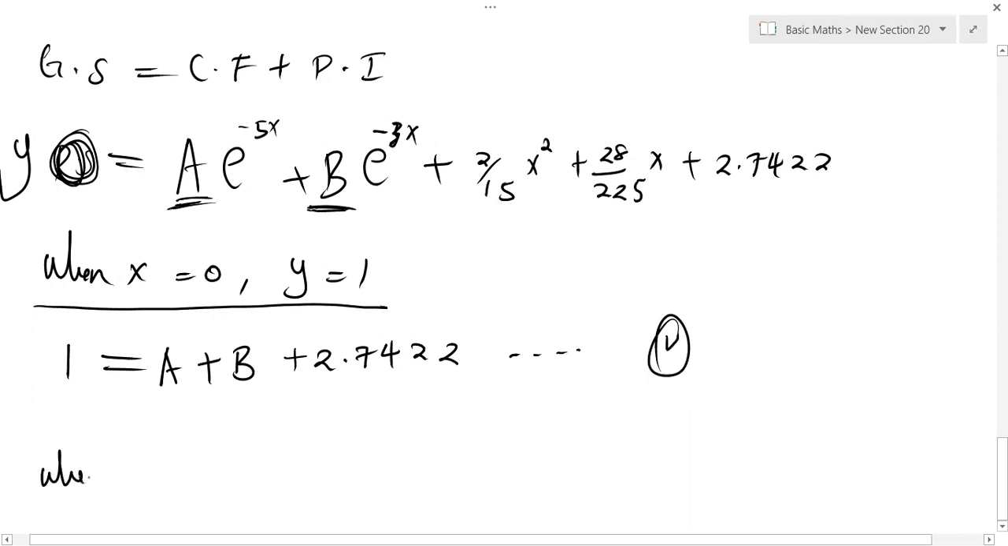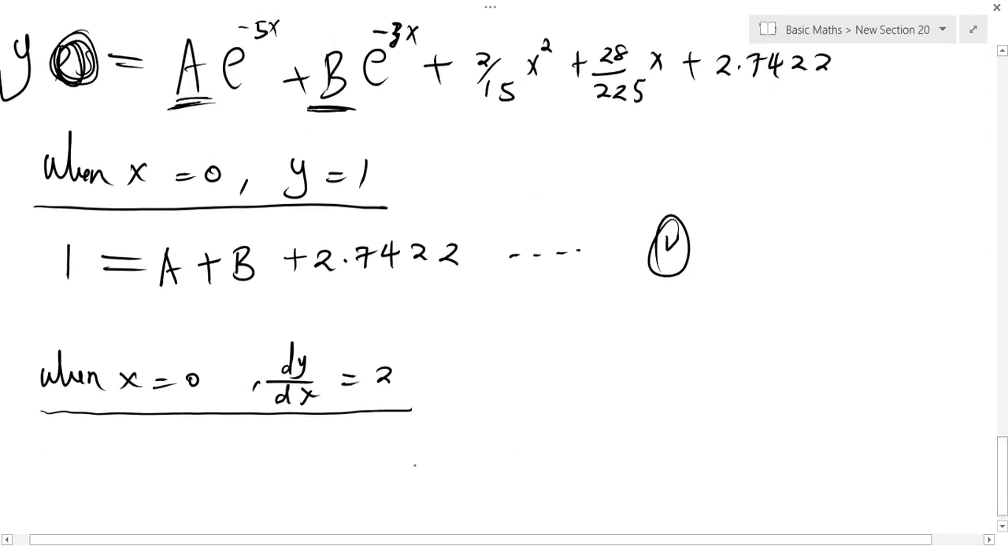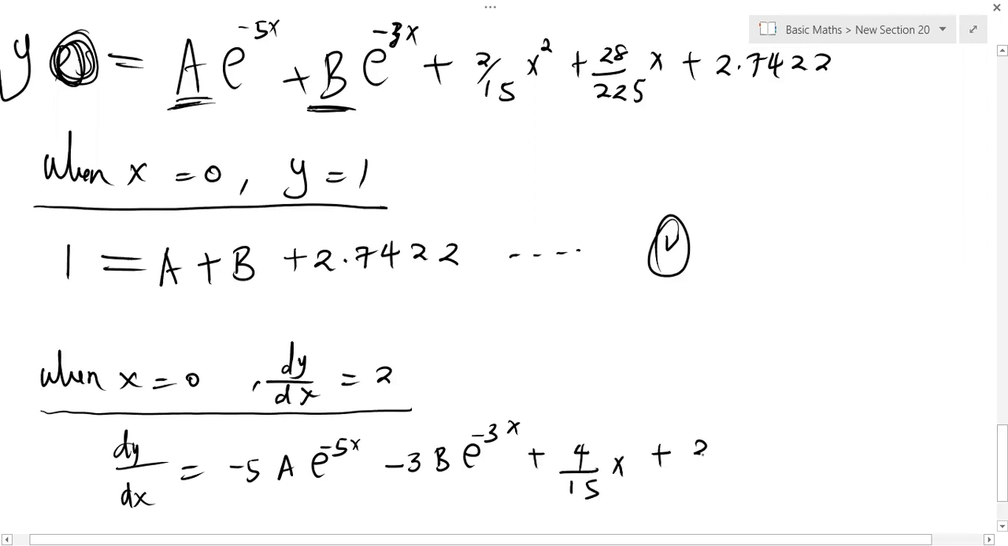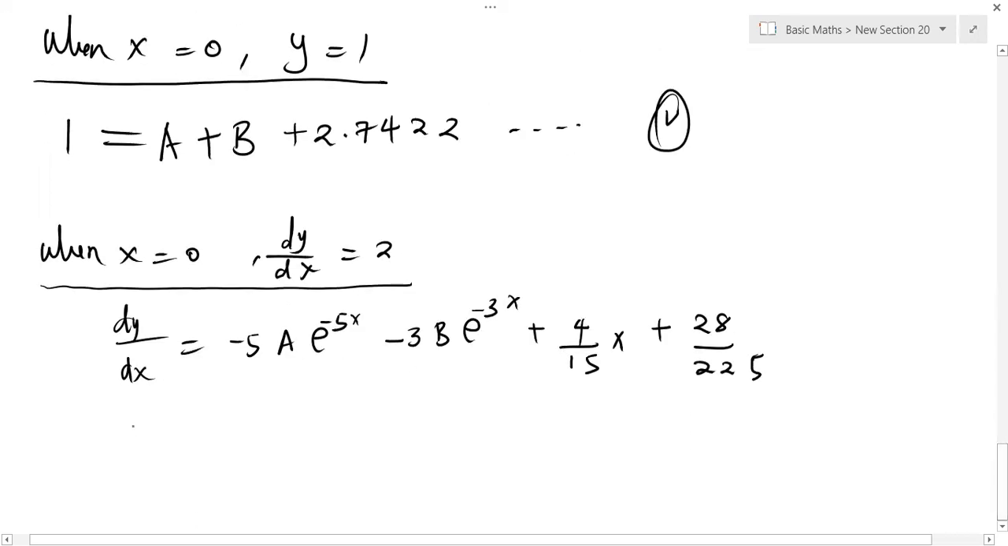Now, let's replace that. When x is equal to 0, dy dx is equal to 2. That was the second condition. Now, we need to get dy dx. This is just the value of y, so in order for us to get dy dx, we're going to differentiate. So dy dx is equal to minus 5a exponential minus 5x minus 3b exponential minus 3x plus 4 over 15 x plus 28 over 225. So that's the derivative of y. And we have that dy dx is 2 and x is 0. If you replace 0 here, this gives minus 5a. If you replace 0 here, this gives minus 3b. 0, and then you have plus 28 over 225. This is equation 5, so let's call this equation number 6.